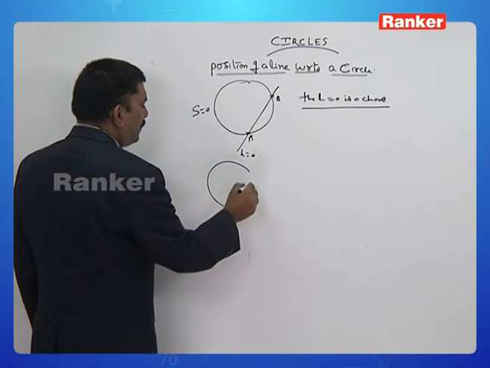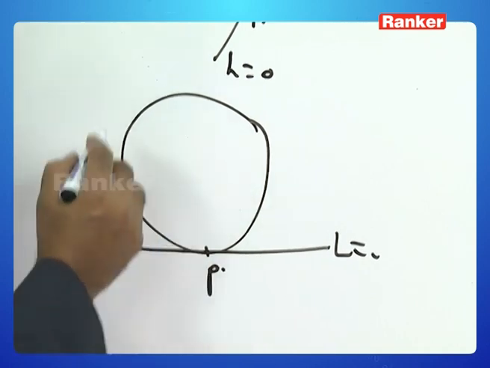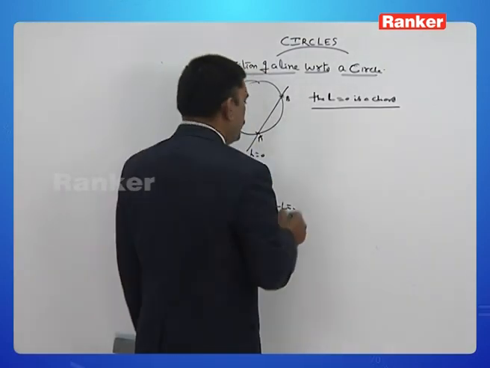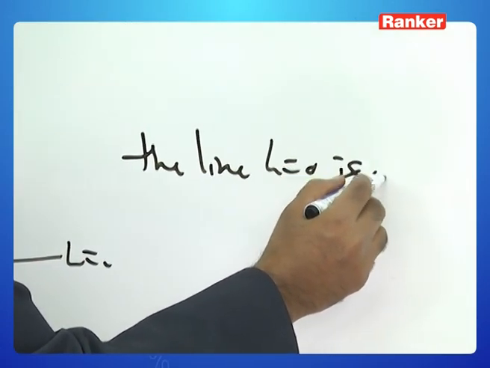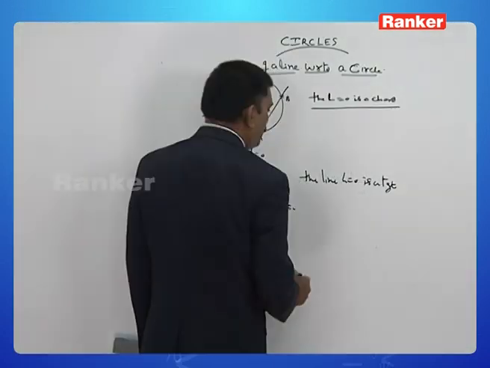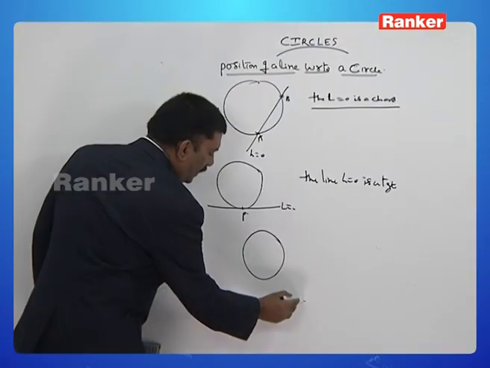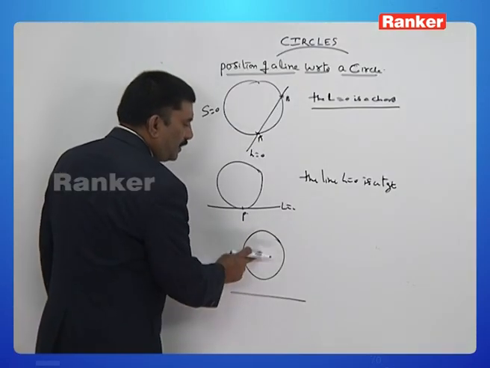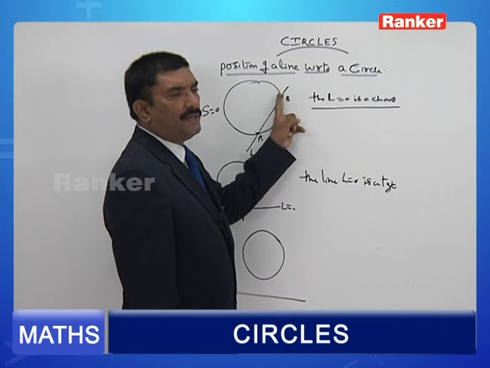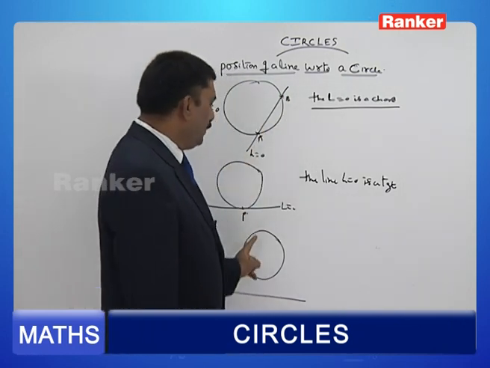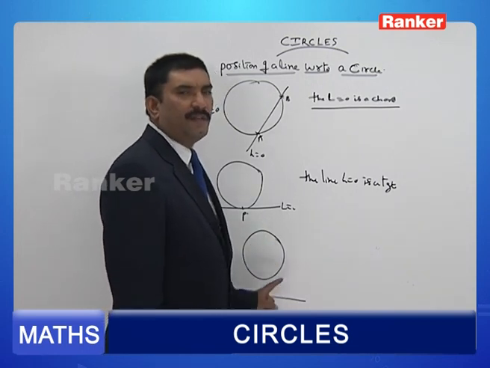Now if we take a circle, when a line L touches the circle in only 1 point, then it is a tangent. So therefore the line L is equal to 0 is a tangent to the circle. Next, when the line neither touches nor intersects the circle. So therefore these are the positions. When it cuts in 2 points, then it is a chord. When it touches at 1 point, then it is a tangent. Now this is neither touches nor intersects.